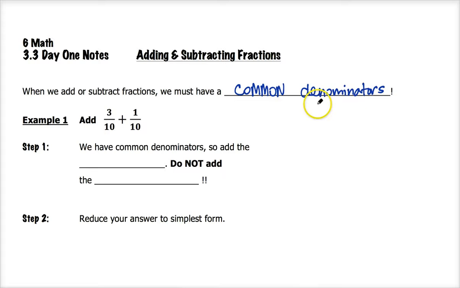So our first example, we have the fraction 3/10 plus 1/10. And in this example, we do have common denominators. The denominator is 10 in both of these fractions. So once our denominators are common, then we add the numerators together. We add the numerators. We do not add the denominators.